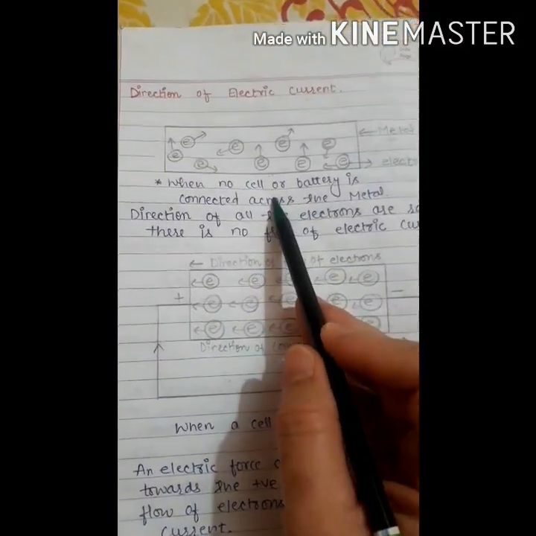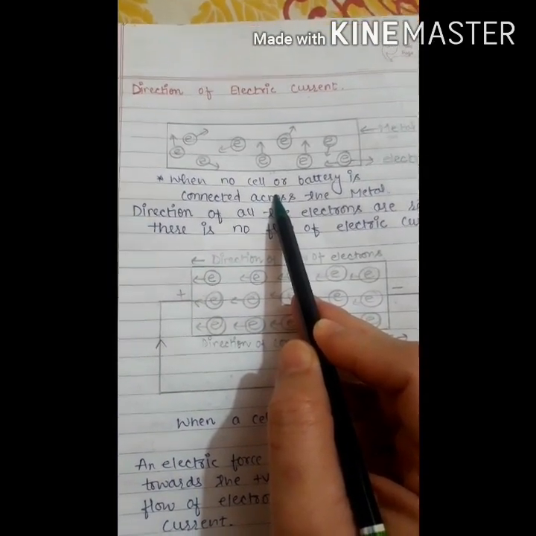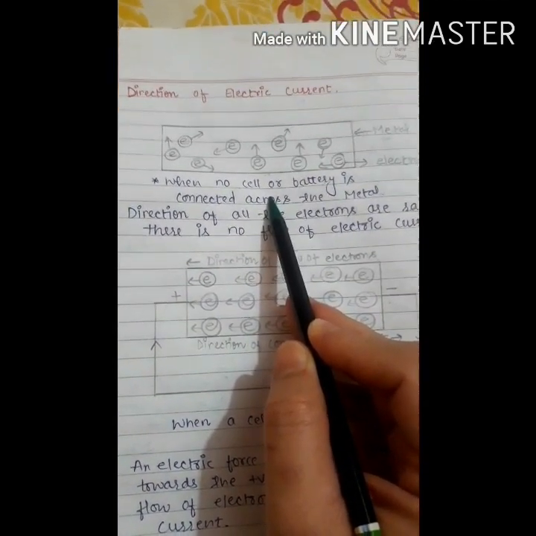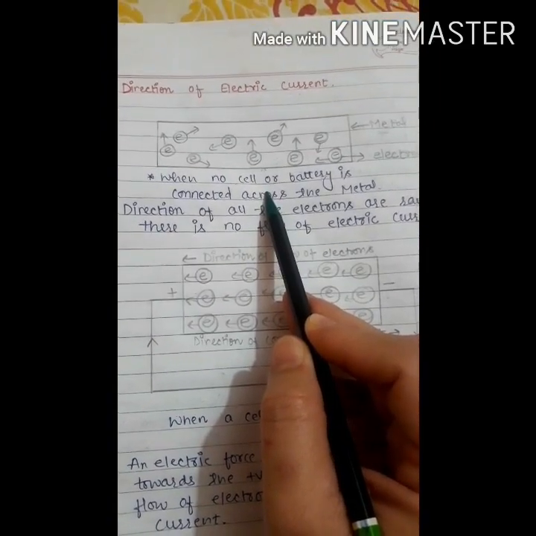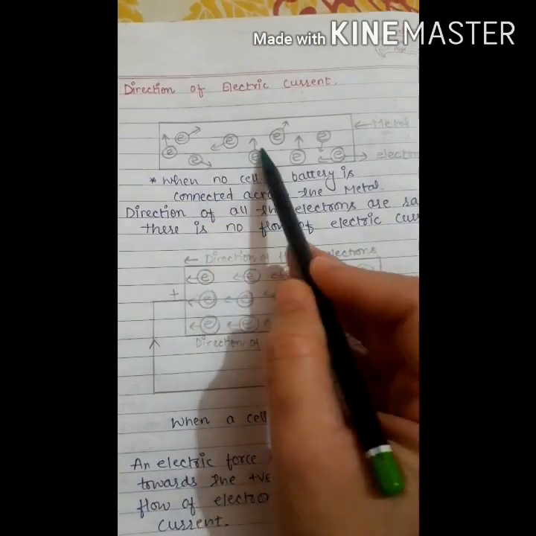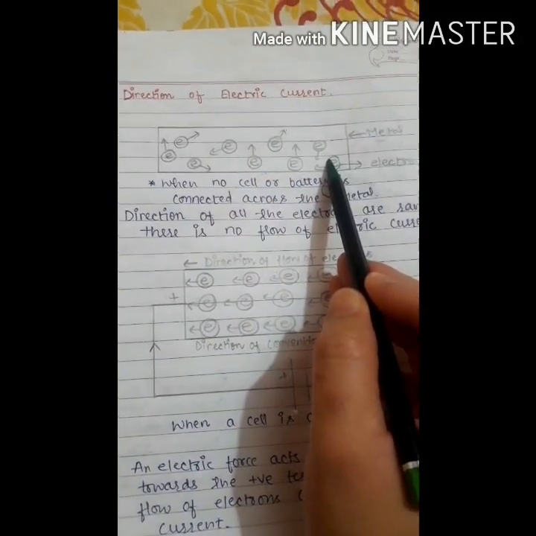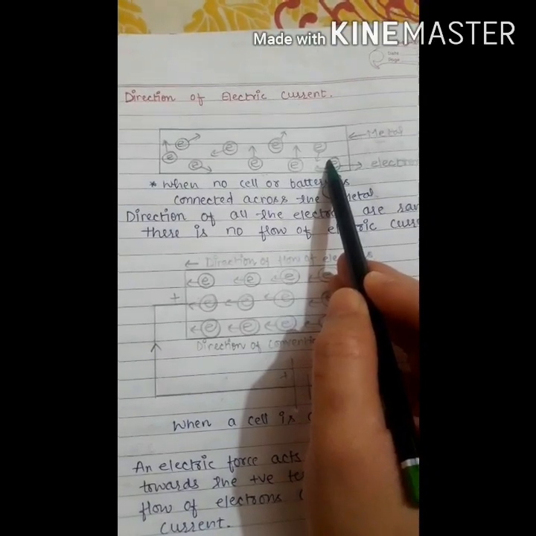In first case, when the metal wire has not been connected to a source of electricity like a cell or a battery, then the electrons present in it move at random in all the directions like this. As shown in figure, they move in all the directions with random velocity.